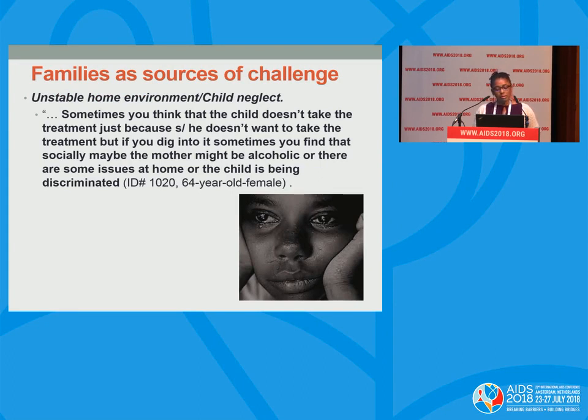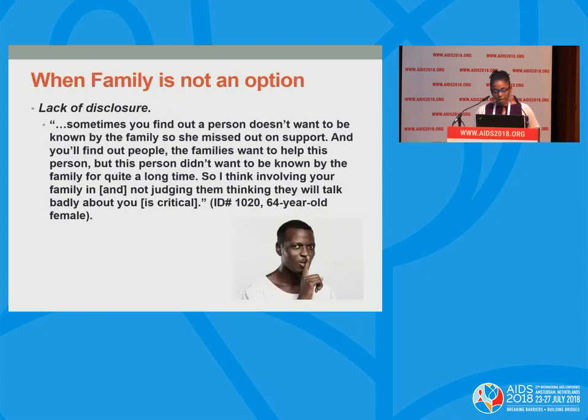And she says, sometimes you think that the child just doesn't want to take treatment because she doesn't want to take the treatment. But if you dig into it, sometimes you find that socially, maybe the mother might be an alcoholic or there are some issues at home, or the child is being discriminated. So it has to do with looking at the overall context and not just the decision to take treatment or not. So that whole ecological approach.